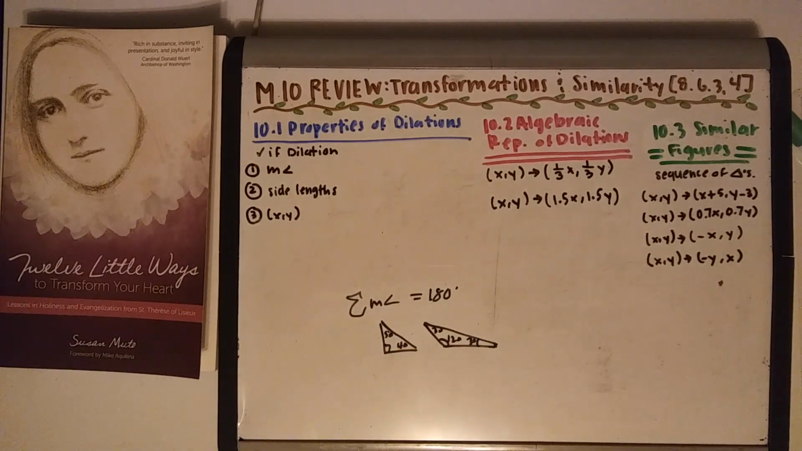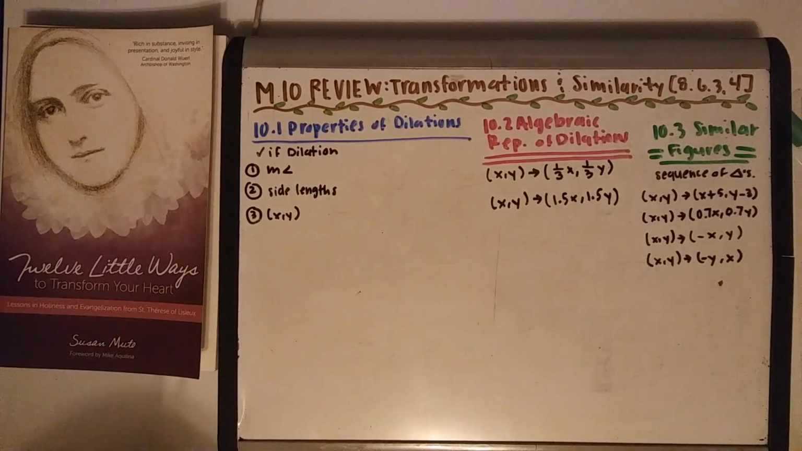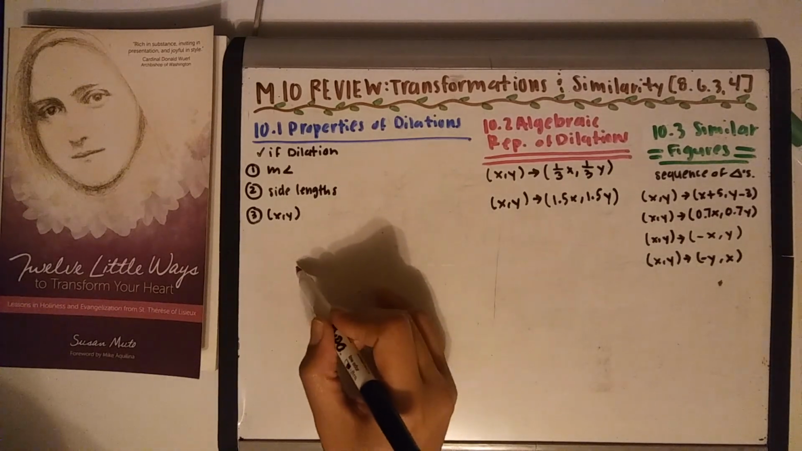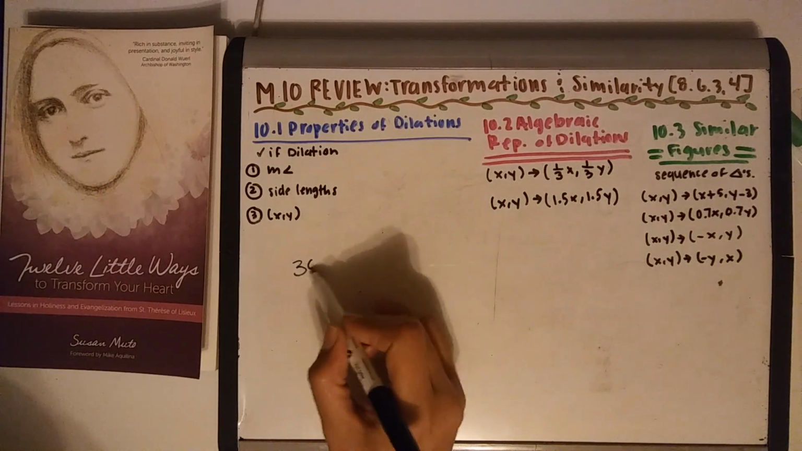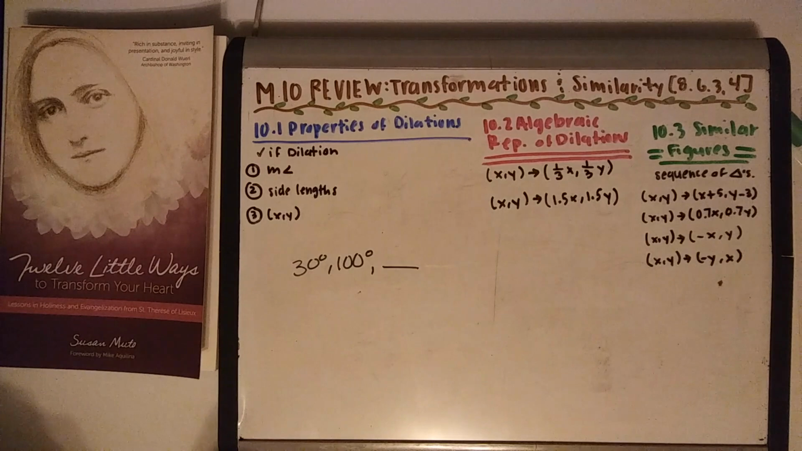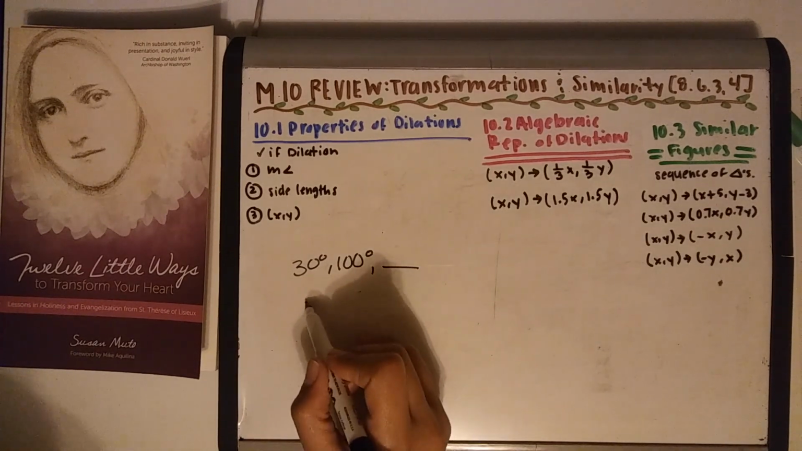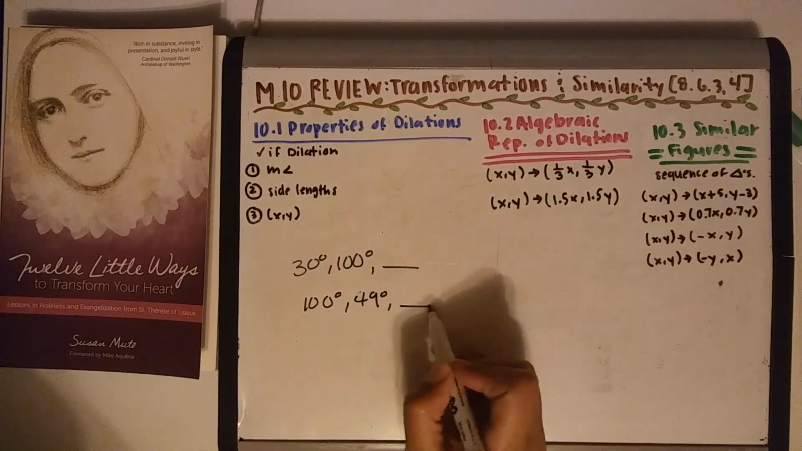And we did that in 7th grade in a little exploration activity. Okay? So let me give you one example. For instance, I say one of the triangles has measurements of 30 degrees and 100 degrees, and they don't give you the third one, okay? And there's another one that has 100 degrees and 49 degrees, and they don't give you the next one.